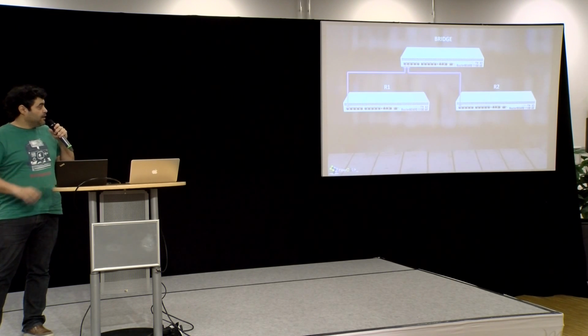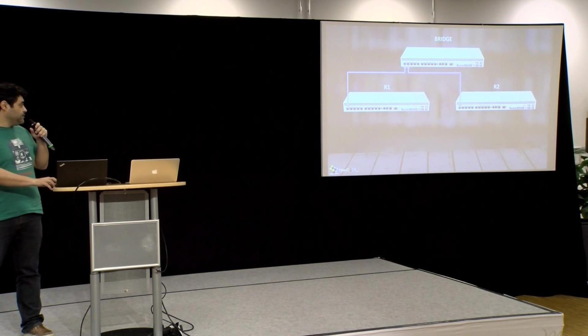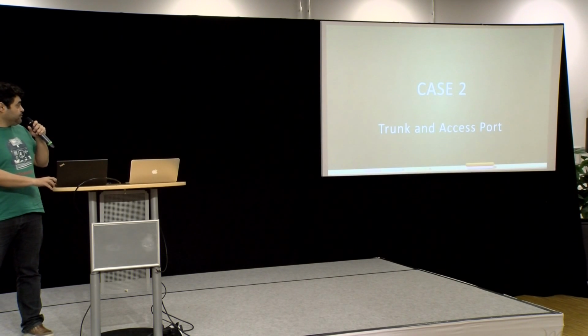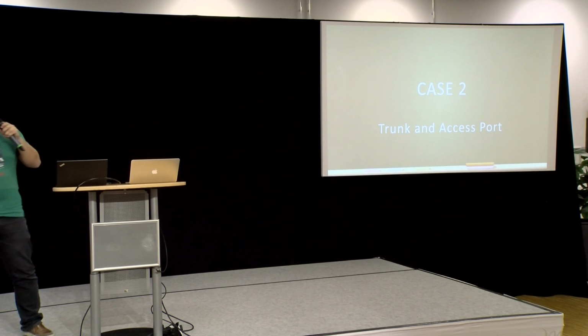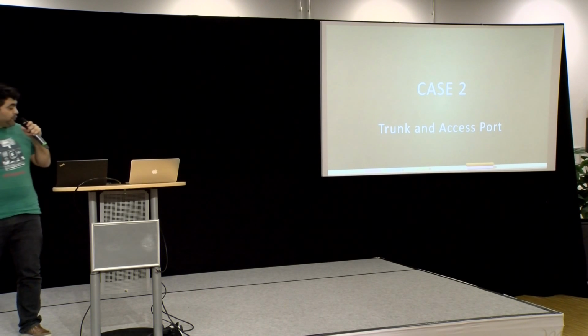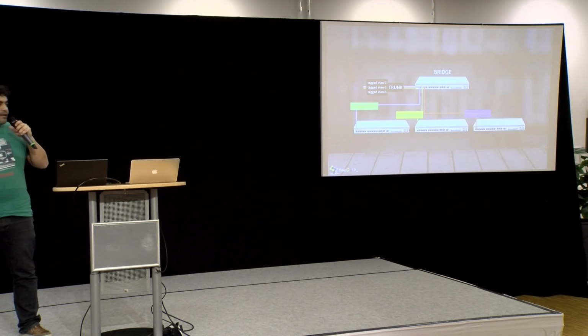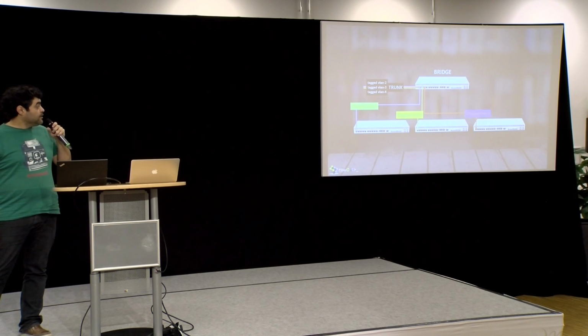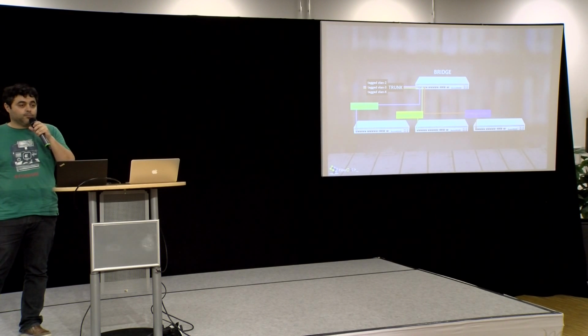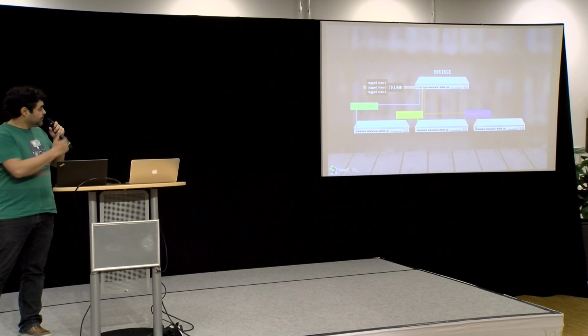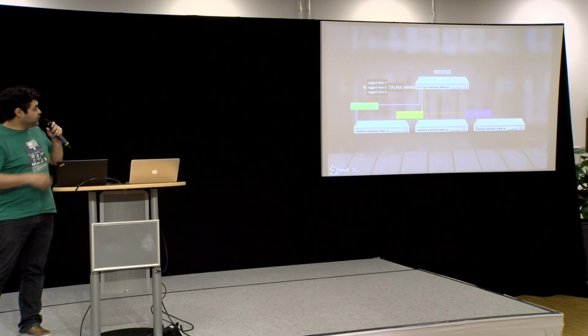The first one, I think, is a really, really usual scenario, the trunk and the access port. In this case, we have an interface, Ether1, which is the trunk port. And we have untagged VLANs: VLAN 2, 3, and 4.